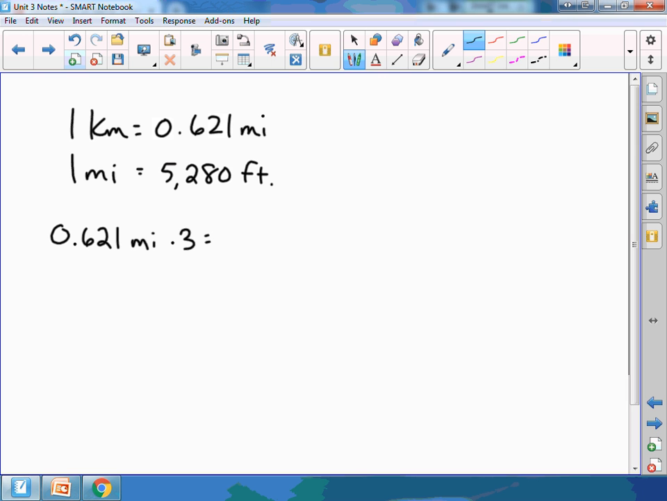What's that equal? And what does that represent? Like, what does that number mean? So 3 kilometers is equal to 1.863 miles. That's what you're saying? Okay? So she converted. Good.